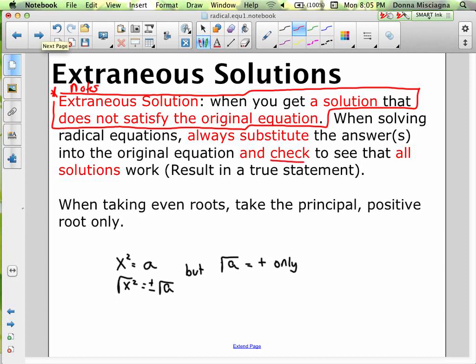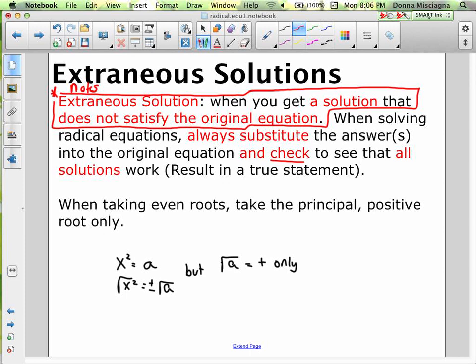There are going to be 3 types of equations that we'll be solving this year where we have to check our solutions and make sure they're good, because we can get what's called extraneous solutions. And those are essentially a false solution. We did everything right, but we got this answer that doesn't satisfy the equation. So we're going to check to see that all solutions work. They result in a true statement.